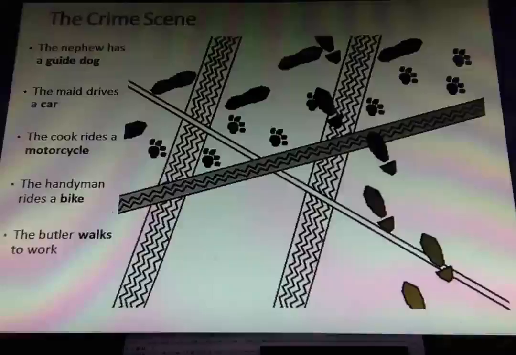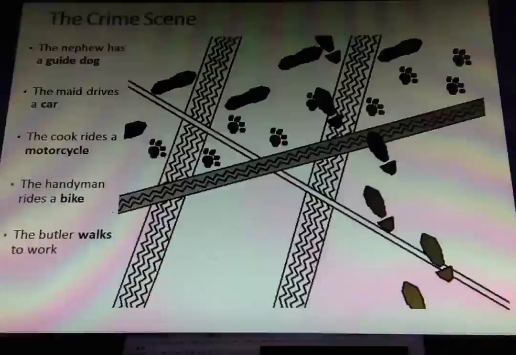The maid. Yeah. The maid who drives a car. Okay, two parallel lines with the same pattern, the tire tracks. That's at the bottom. So it couldn't possibly have been the maid, it's the oldest one. And as you work your way up through the different layers, who's at the top? Which is the newest? The nephew, exactly. So the nephew and his guide dog stole the exhibit.